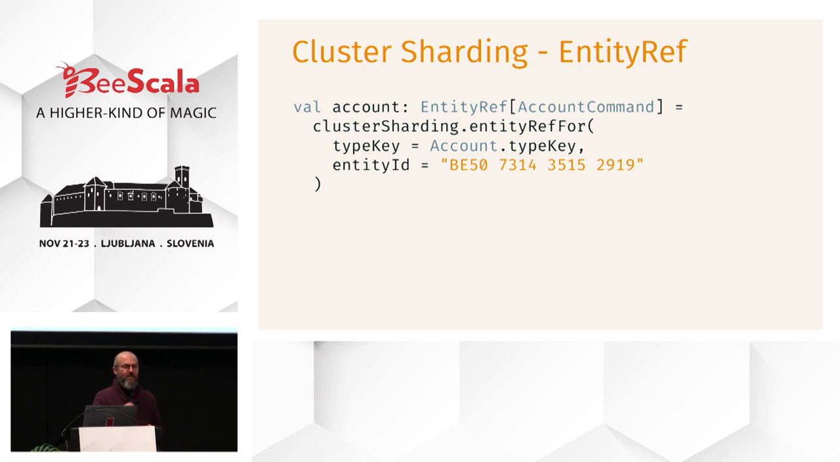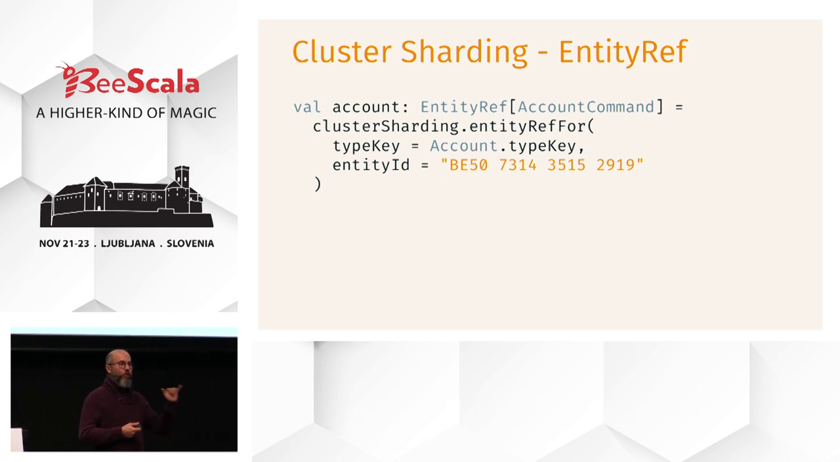So, type key, entity ID. And now what did I get? I got an entity ref, which is like an actor ref, but the only thing is that it's typed differently. So you know that this thing can be in the node where you are, but it can also be in another node. And Akka is taking care of distributing that over the nodes.